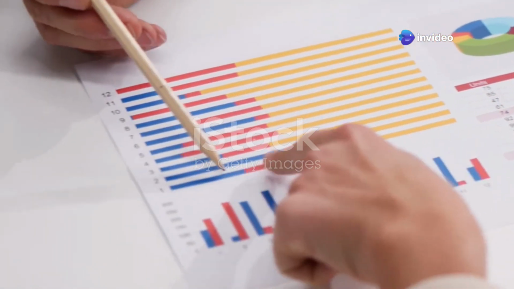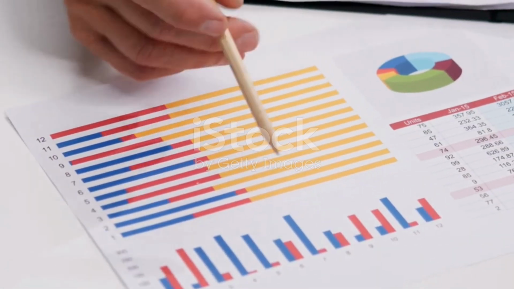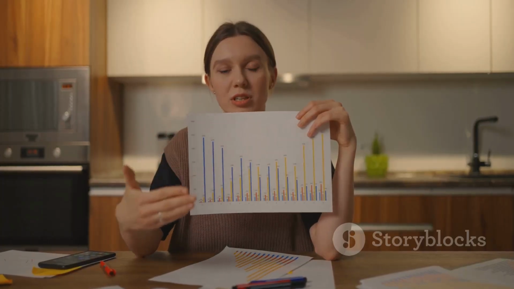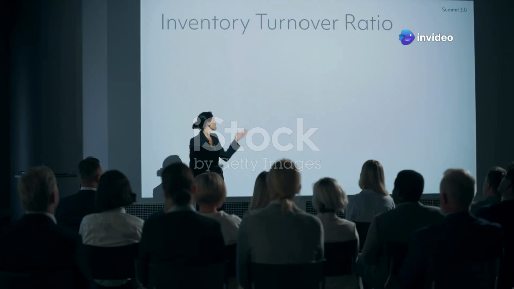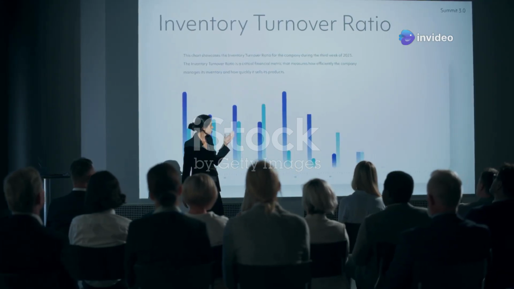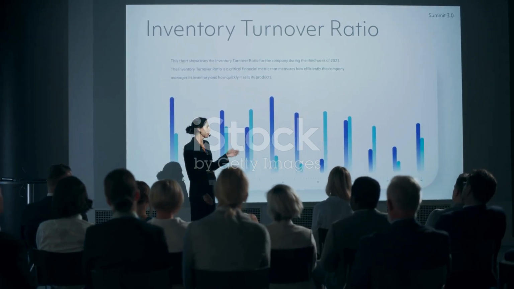Today I'm breaking down two crucial types of ratios that'll give you a solid grasp on a company's financial health: turnover ratios and liquidity ratios. These ratios are essential tools in any financial analyst's toolkit. Let's dive right in. First up, turnover ratios. These are vital for understanding how well a company is utilizing its assets to generate revenue.